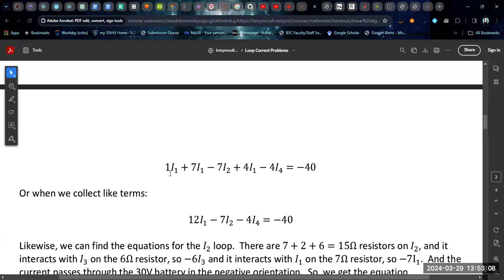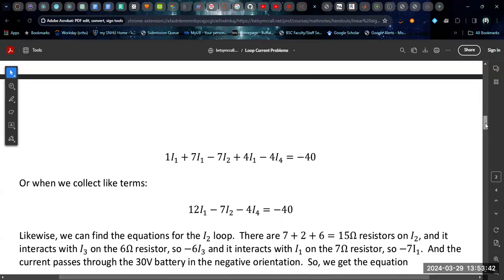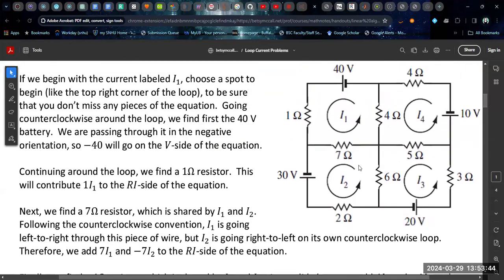So we had the 1 ohm resistor for the I1 current that had no interactions with it. We had the 7I1 and the minus 7I2 from that bottom section of our graph. We have the 4I1 and the minus 4I4 from that right side of our loop, and then that's equal to our negative 40 voltage. And so when we combine like terms, we end up with 12I1 minus 7I2 minus 4I4 is minus 40. Now, we're going to continue setting up our equations for all 4 of these loops.